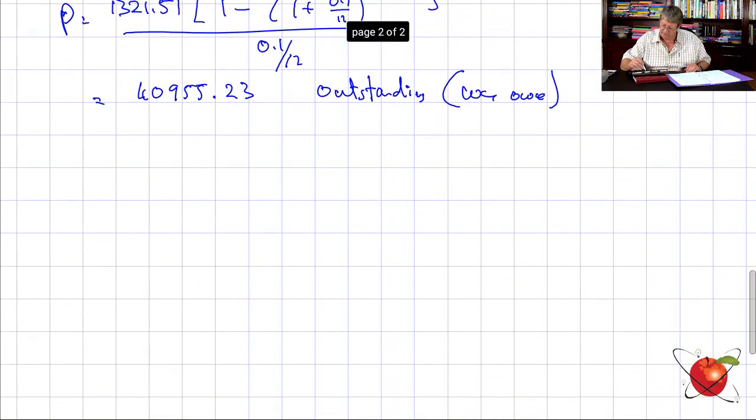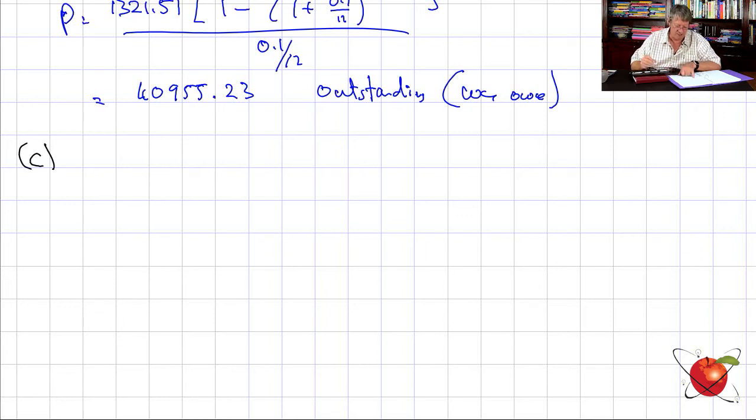Now, therefore, we could say that's the balance outstanding. There's another method which I will do at a later stage, where you take the total amount and less something else. But let's leave that. Okay, now let's go to the next part.